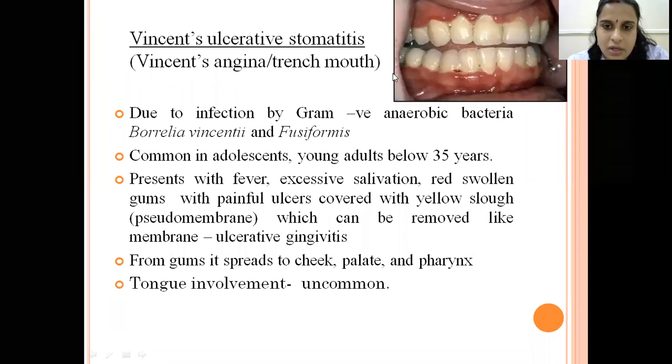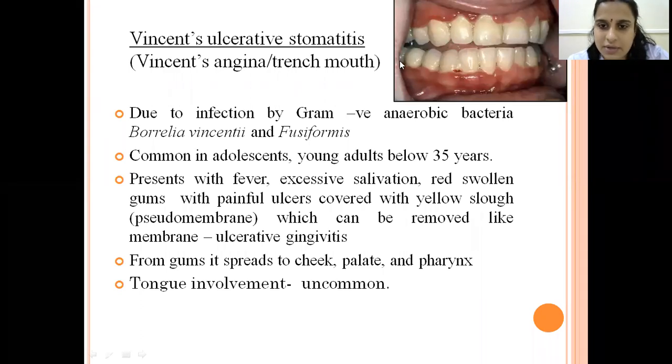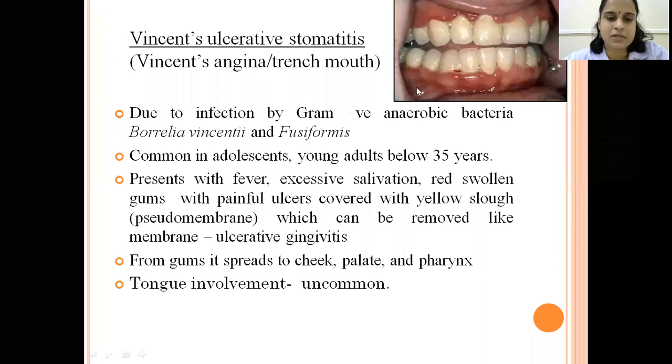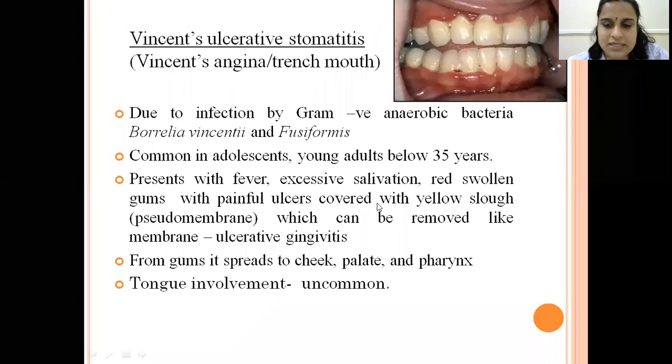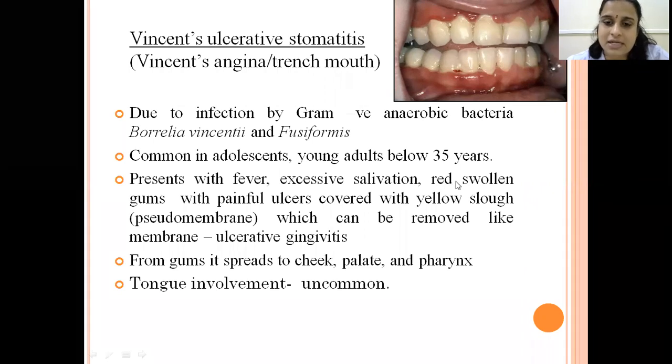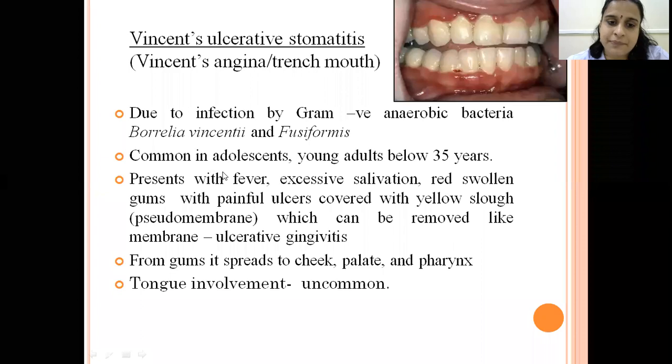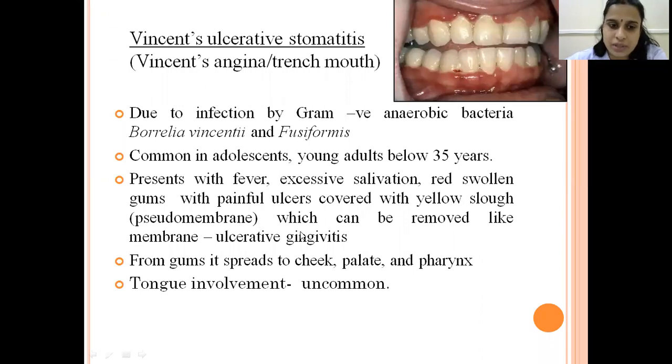Number 109, I'll now move on to the topic of Vincent's angina, also called trench mouth. The patient presents with fever, excessive salivation, and most importantly, the gums. Initially the gingiva is involved, presenting as red, swollen gums with painful ulcers over the gum. Importantly, there is a yellow slough which is easily removed like a membrane. Hence, it is called a pseudomembrane.